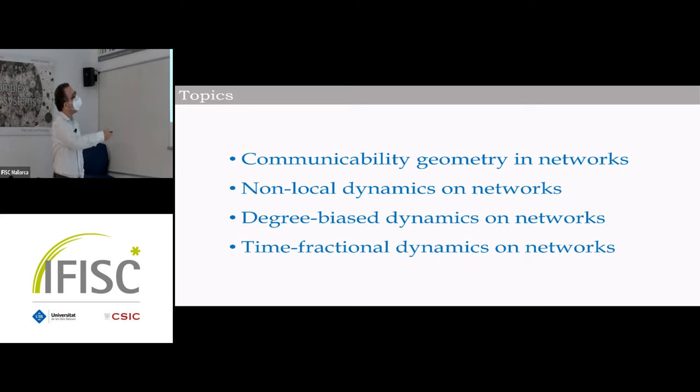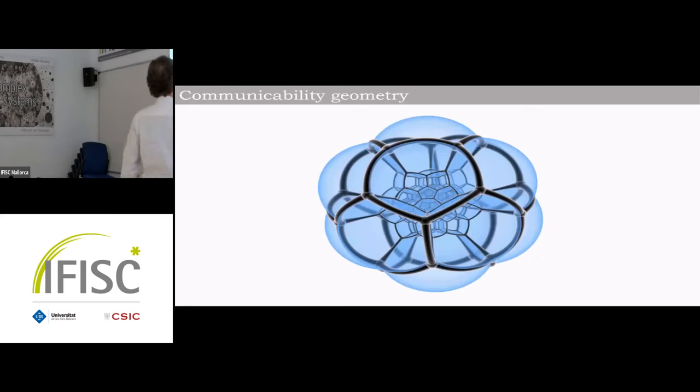This is possibly one of the oldest topics I have been working on, communicability, but now I will talk about communicability geometry in networks. The second one would be about non-local dynamics on networks. The third one is about degree bias dynamics on networks. And the last one is about time fractional dynamics, surprise, surprise, on networks. So let's start from the beginning: communicability geometry in graphs.